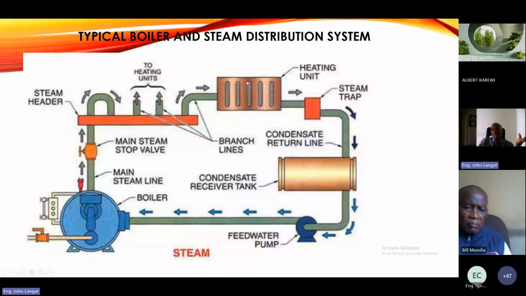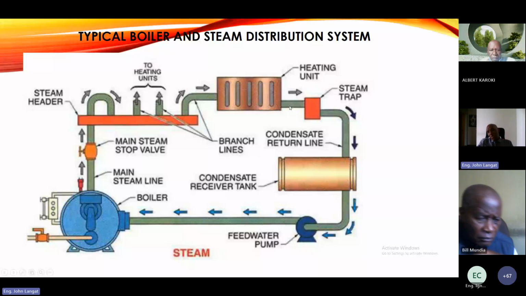This is, practically, a radiator. Say you are dealing with a dryer, this is a radiator inside the dryer. Or this is a calorifier, or this is an autoclave, if we are talking about a hospital. So after the heating unit, of course, you don't expect that all the steam that comes here converts into condensate.